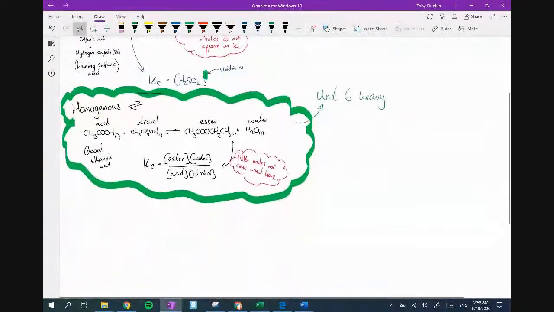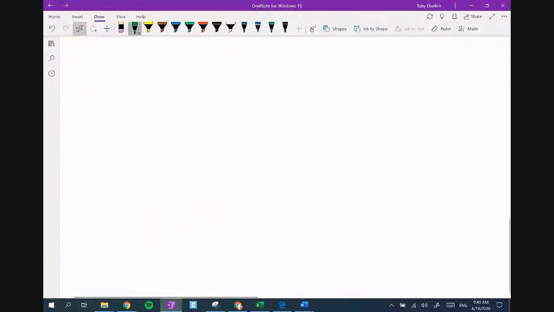Okay, let's look at another example of equilibria that are heterogeneous. Let's go for hetero equilibrium, example 2. You've got to work quite hard for these.